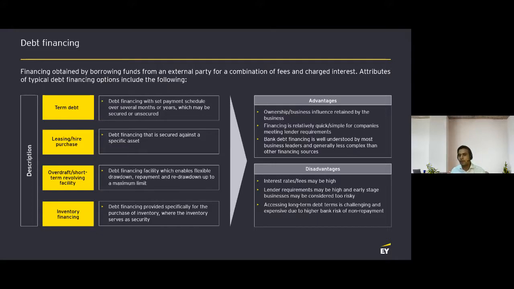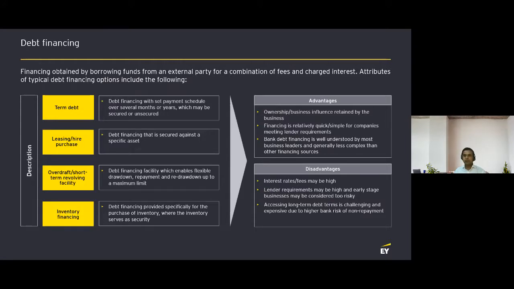And also the banks, once they understand that you are in a difficult situation, sometimes they can be supportive, and oftentimes they can become really, really problematic as well. Therefore, there are different ways of using the finances from the banks, and these could be your term debt, leasing, hire purchase, overdraft for the short-term period, just to support your purchases, etc.